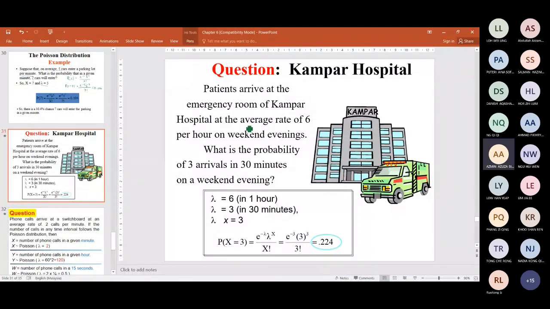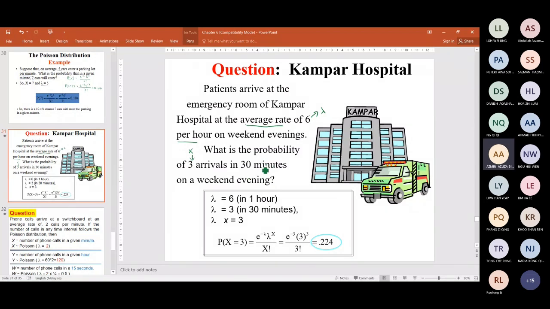So average rate 6 per hour is our lambda, right? Lambda is the expected value just now, the mean, the average number in a specified time. So in an hour, the average rate or the mean is 6. So that is our lambda. Lambda is 6 in an hour. Okay, in an hour. What is the probability of 3 arrivals? So we want to find this 3. This is our x. Okay, x is 3 in 30 minutes on a given evening.